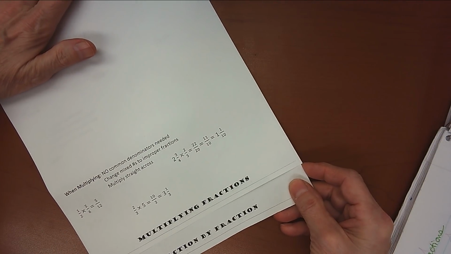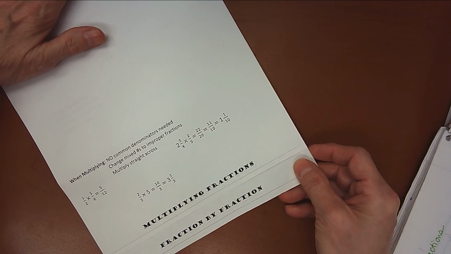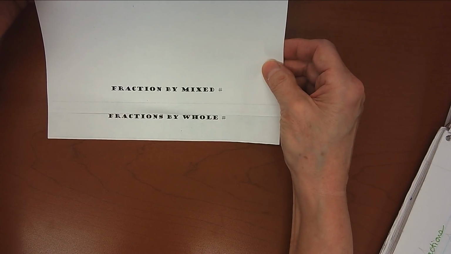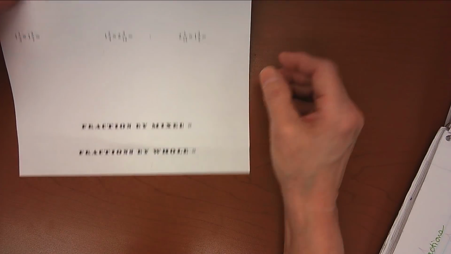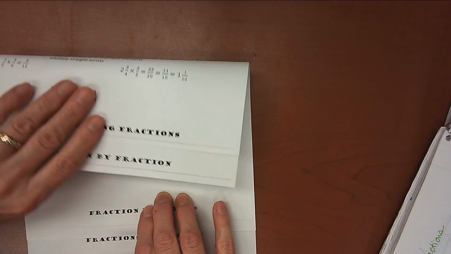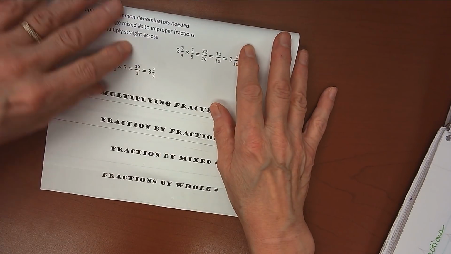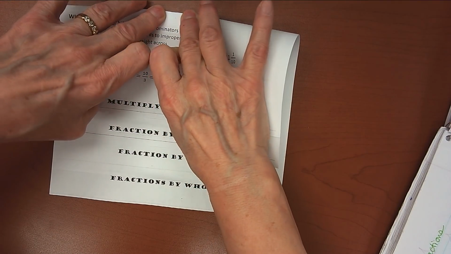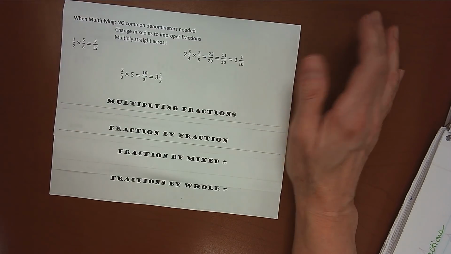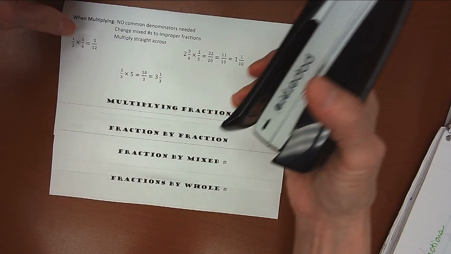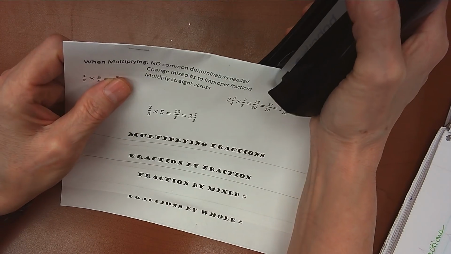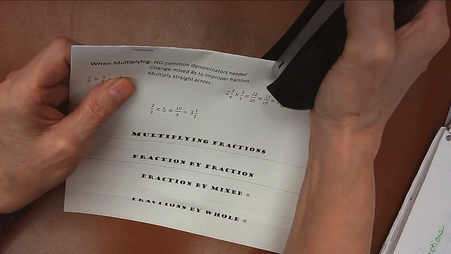So on the back side of this, I've got multiplying fractions on top of fraction by fraction. So again, on this side, I've got fraction by mixed above fraction by whole. And I'm going to flip this side down. This was on the back. And make a fold right here. And then up at the top, I'm going to staple those two together. If you need help with that, I'll help you get those together correctly.